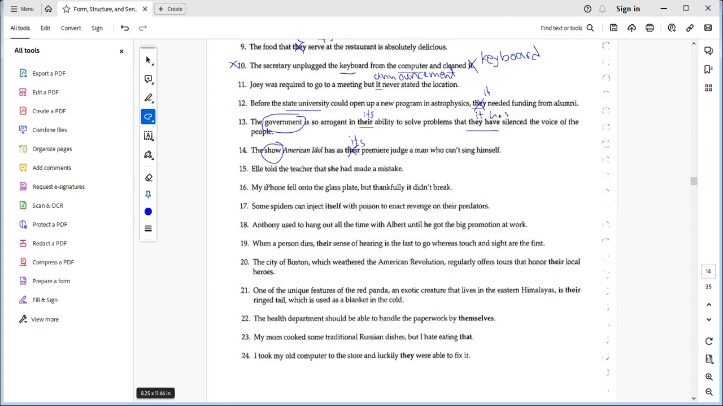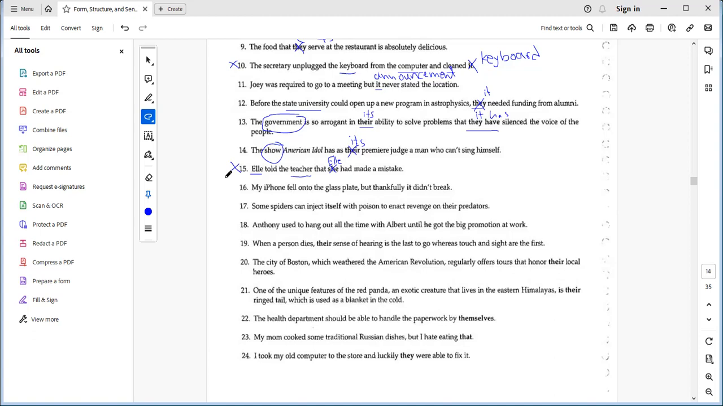Yes, mister. Ellie told the teacher that she had made a mistake. Okay, now I have Ellie and I have the teacher. Who is she? She is Ellie, because Ellie told the teacher. So Ellie told the teacher that Ellie had made a mistake? Maybe. Yes, because Ellie is the student. Also it can be the teacher. Both of them can be right. Okay, thank you, Basil. Common sense says it's the teacher. No problem, it will not come in the digital set.